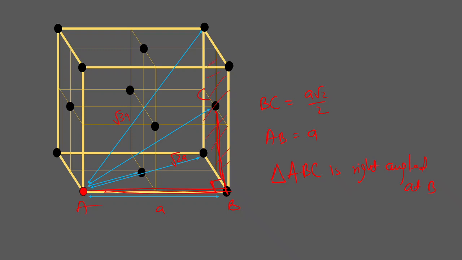So that way you can see that this is a right angle triangle, and from here you can do the calculation. This distance, use the Pythagoras theorem, and then your AC, which is the hypotenuse of this right angle triangle, would be A root 2 by 2 squared plus A squared. This is basically root 3 by 2 times A. So that distance is root 3 by 2 times A.